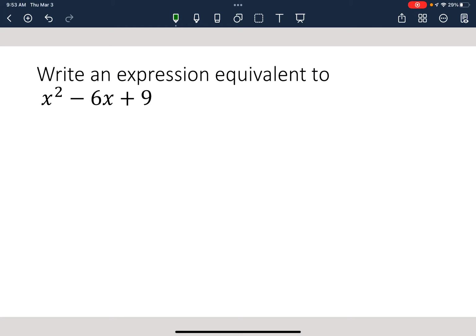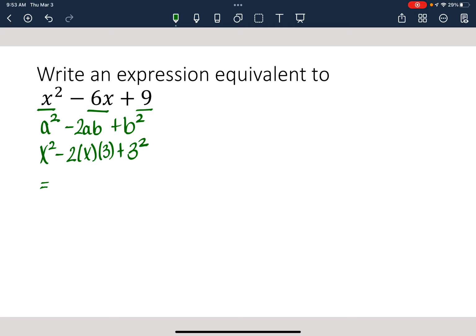So here it asks me to write an expression equivalent to x squared minus 6x plus 9. There's two ways to do this problem, and I'm going to show you both ways. One way is to recognize that this follows the pattern a squared minus 2ab plus b squared, which is one of our special factoring patterns. Because you can see here, this is x squared minus 2 times x times 3 plus 3 squared. So that equals a minus b squared, which is equal to x minus 3 squared. That's one way to factor this problem.